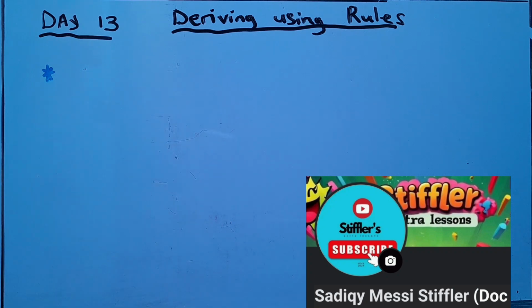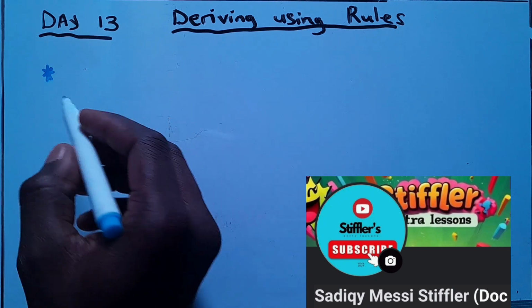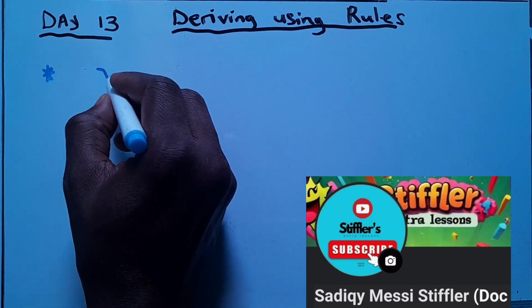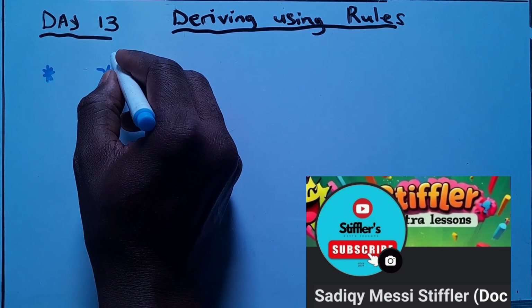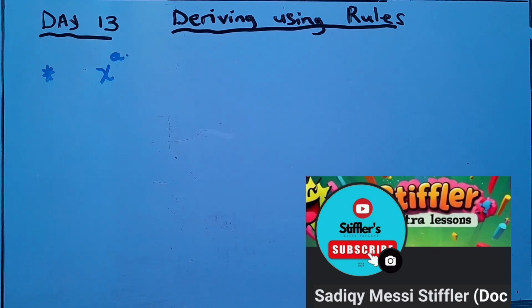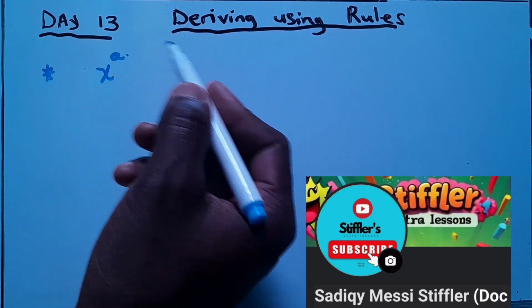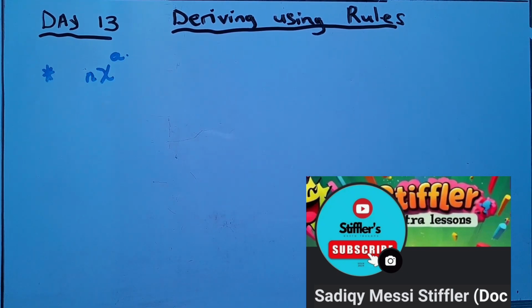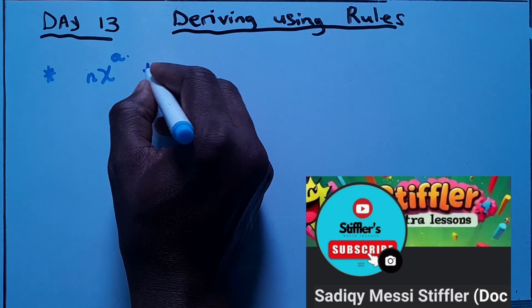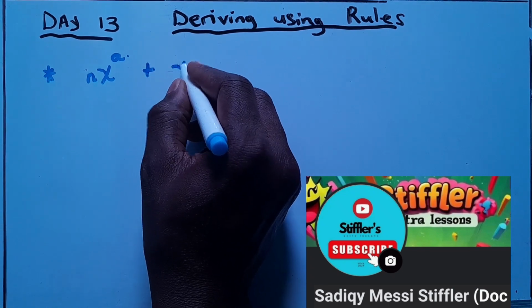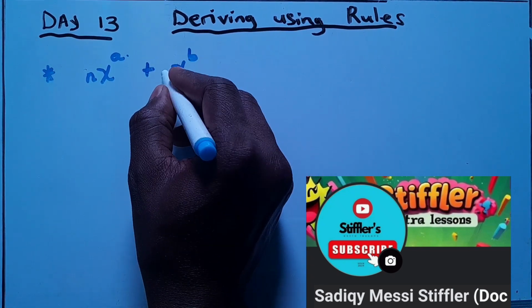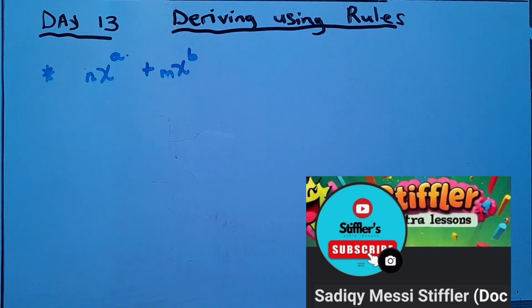Whenever you have a function and you want to derive it, since we have functions with a variable and an exponent, let's say a like that, and let me put a coefficient n like that. You are going to derive every term. Let's say I have two terms here: n x to the power a, and m x to the power b. So these are two terms.